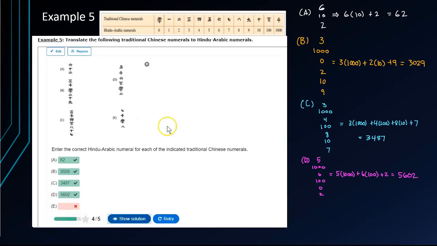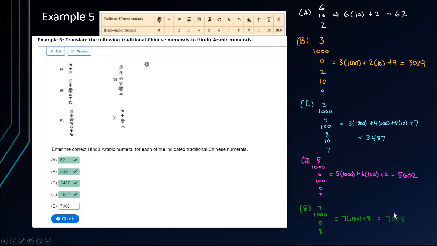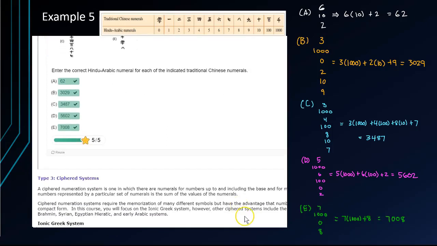And then for the last one, I have the symbol for 7, and then 1,000, then a 0, and then just 8. So 7,000, 0, and 8. That's 7 times 1,000 plus 8, which is 7,008. Which I already have up here. Check that off. On to the next one.